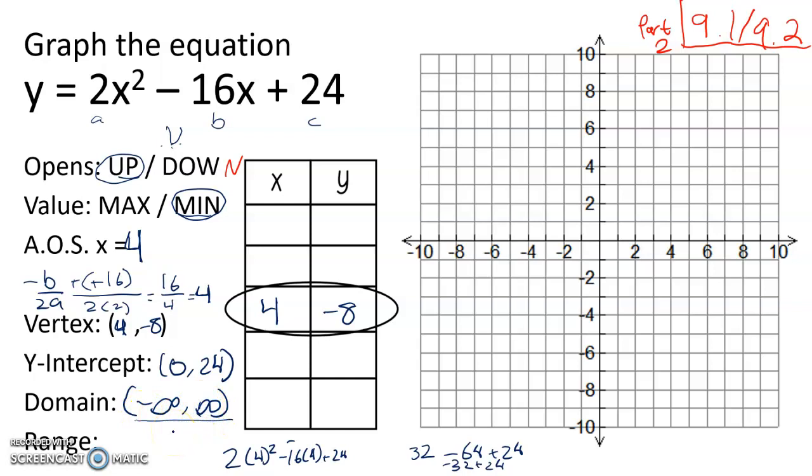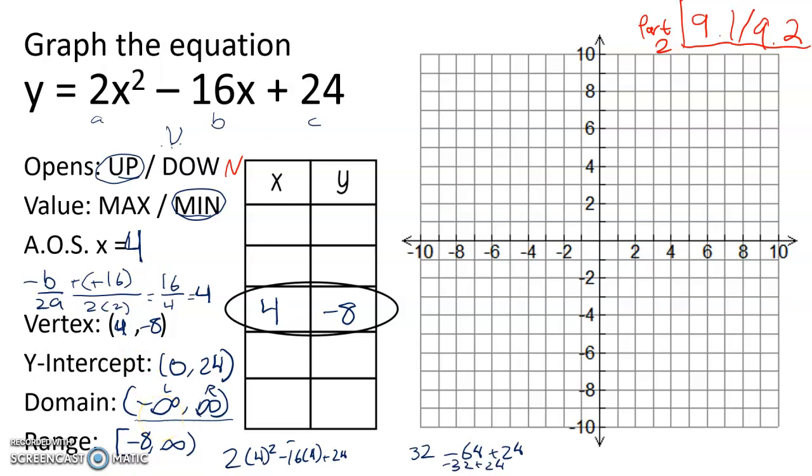Now the range. You have to ask yourself one question: does this open up or does it open down? This opens up, so I know it's going to go up to positive infinity. That goes on the right side. Again, left side is negative infinity, right side is positive infinity. So on the right side, I'm going to write an infinity. Then over here, the other value is going to be the y value of my vertex. So it's going to be negative 8, and then there's a bracket that goes there. Make sure that if you have a number, you use a bracket. Okay, so now we've got all this stuff figured out.